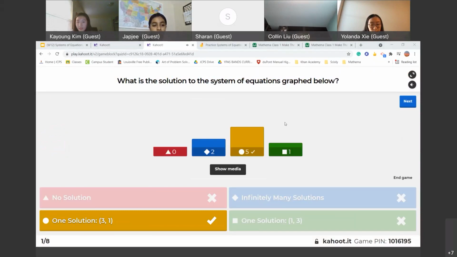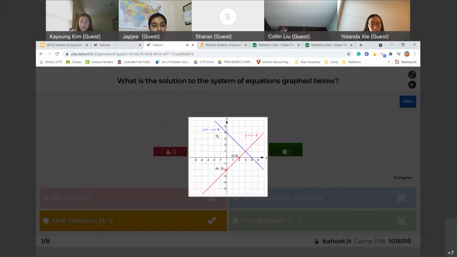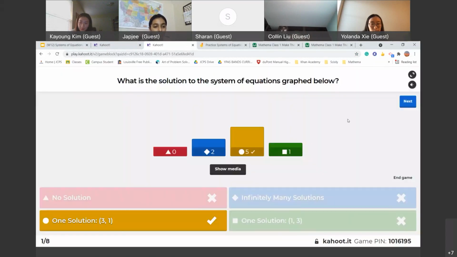Yay! Okay, so most of us got this one right. So the solution is where the lines meet, and that's right here. And the point is 3, 1. And there's only one solution. That's the only solution.